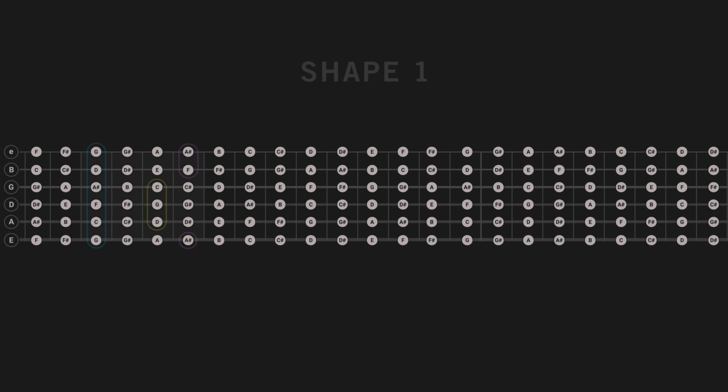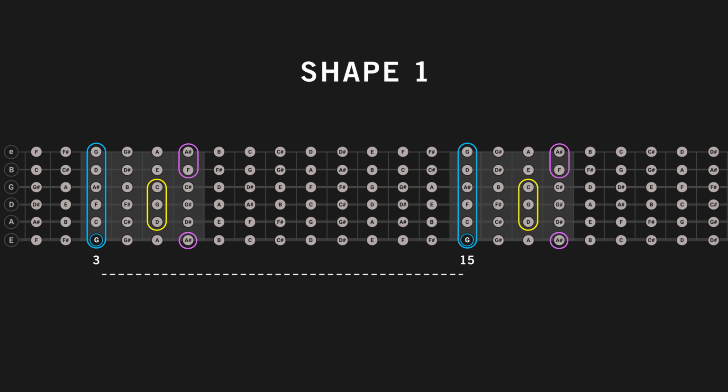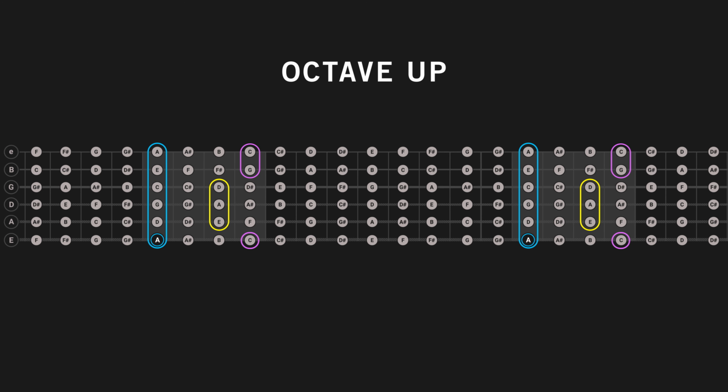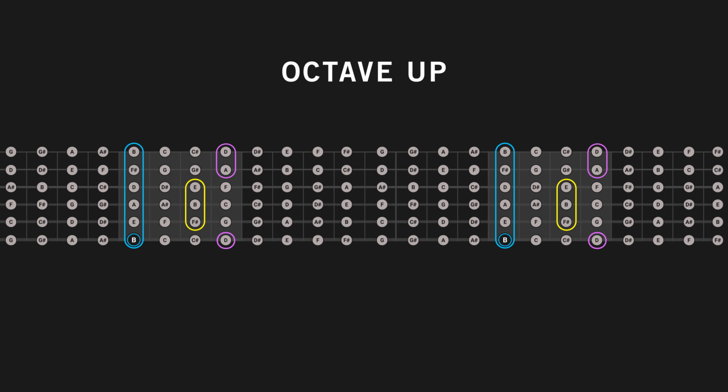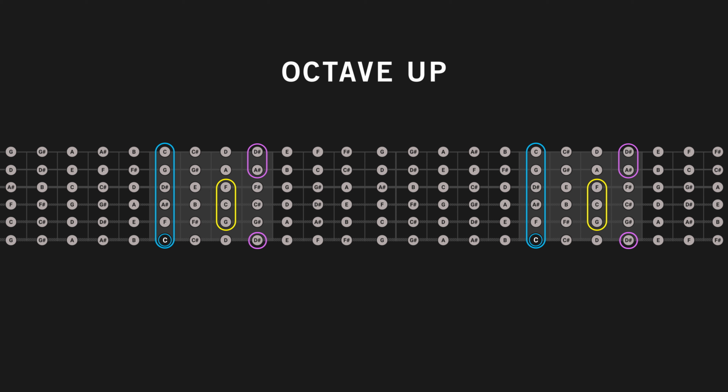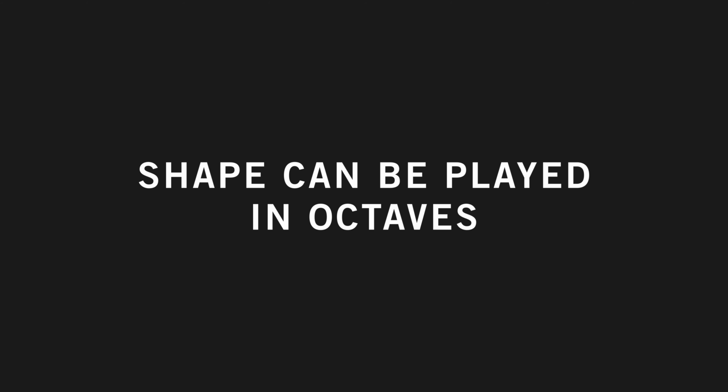You can move the shape from, for example, this position on the 3rd fret, which is the G minor pentatonic position, to the 15th fret, and still play the G minor pentatonic, but 1 octave up. The same goes for all positions. We will talk more about octaves and where you can find them on all strings on the fretboard later, but for now, it's enough to know that this shape can be played in octaves.